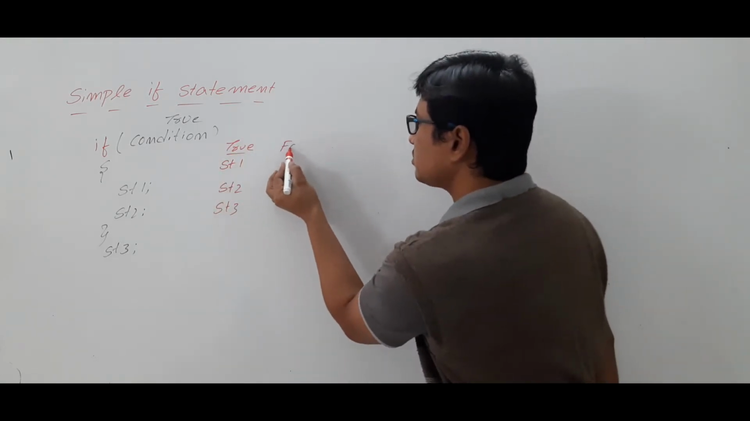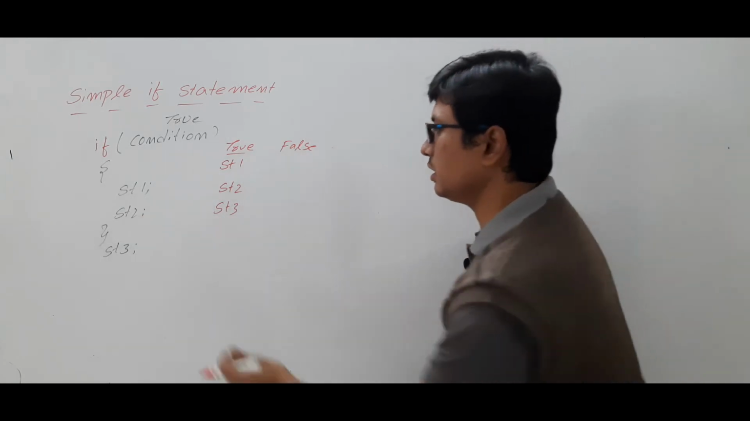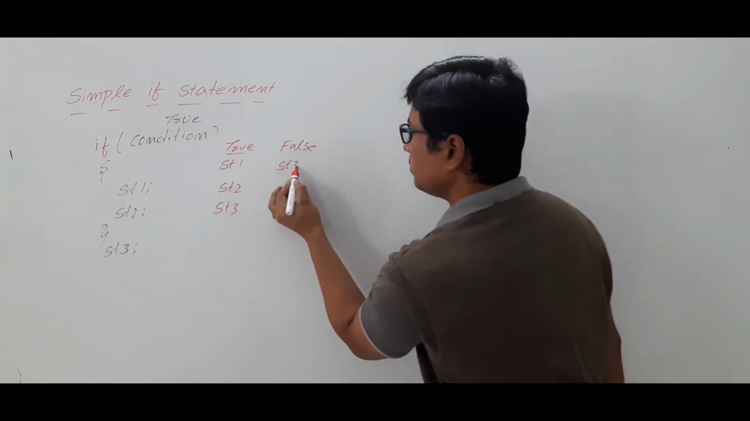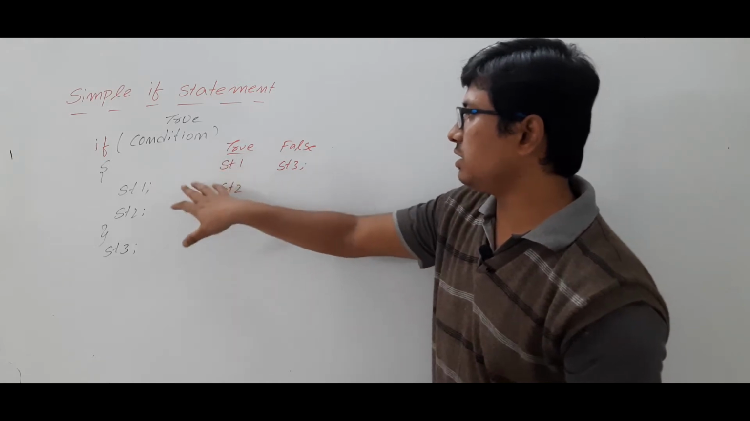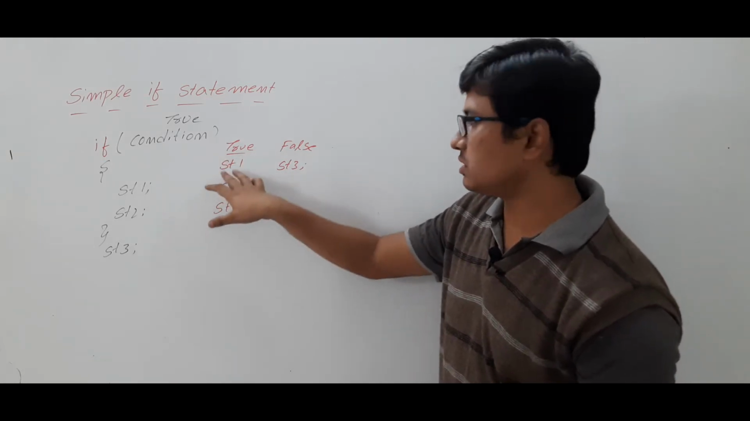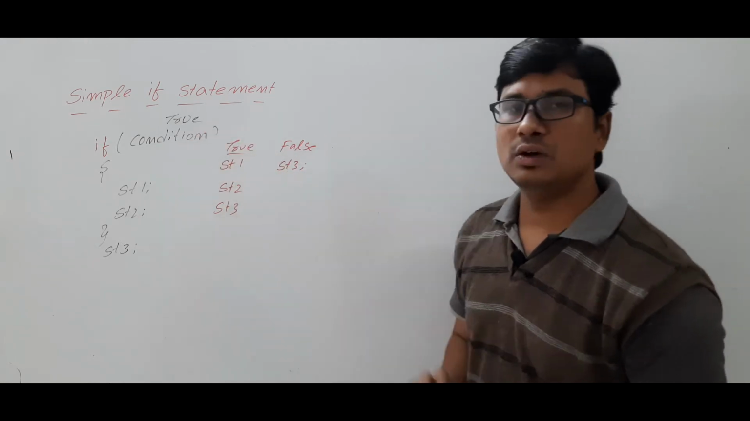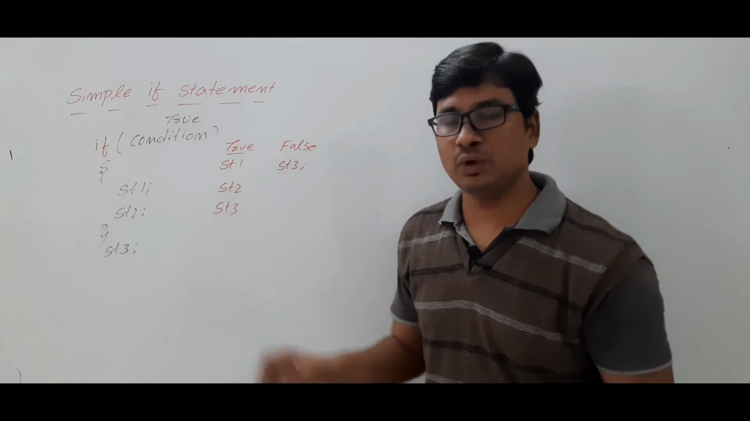If the condition is false, the statements which are there in the if block will not be executed, but this outer one will be executed. So statement 3 will be executed. Is it clear? Are you able to understand? So if the condition is true, all the statements, statement 1, 2 and 3, will be executed. If the condition is false, only statement 3 will be executed. So this is the syntax and the working process.